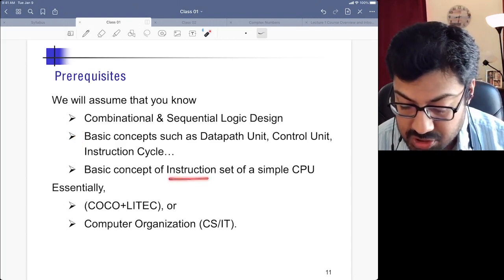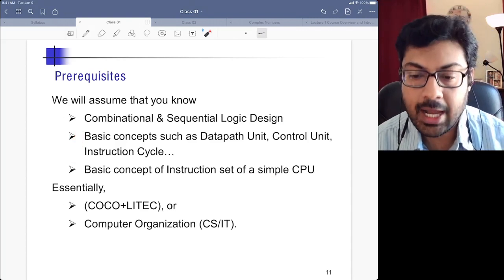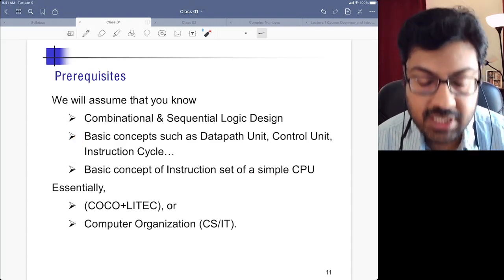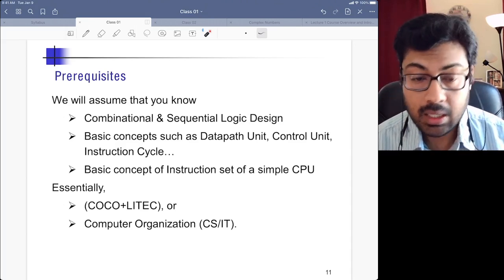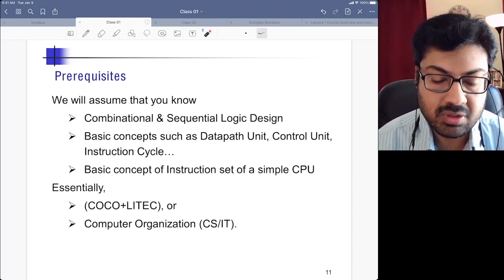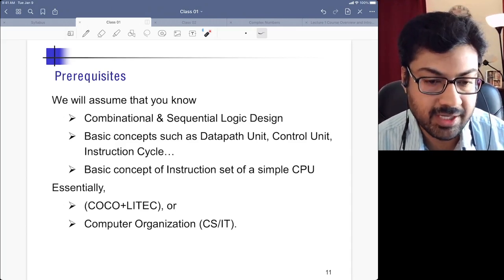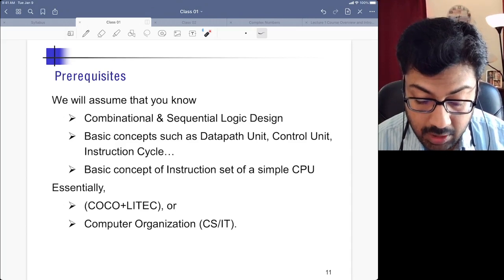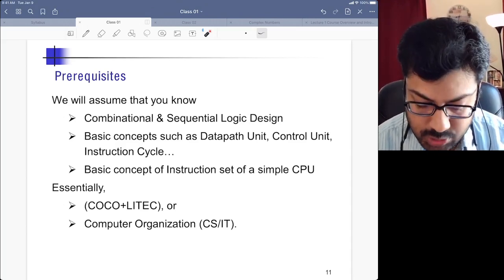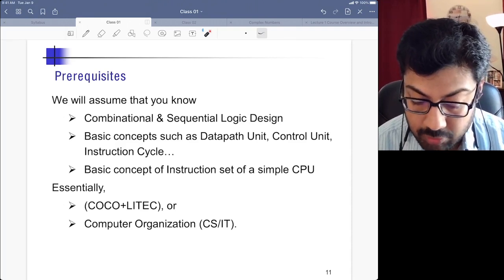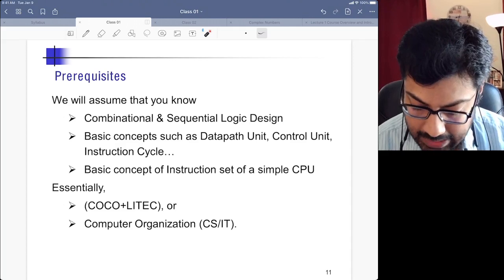Also, the last one, instruction set of a simple CPU. There's no need to worry. I'm going to be starting this discussion from scratch, maybe today. Depending on who you took the class with, you may or may not have been exposed to these ideas. But we are going to be talking about them, reviewing them in detail again. So there's no need to worry. But I'm going to assume the first point that you guys know this pretty well.